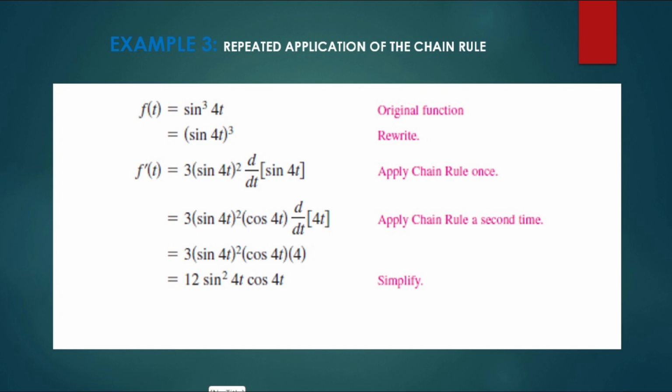So apply the chain rule for a second time. We have 3 times sine 4t squared times cosine 4t times the derivative of 4t, which is equal to 3 times sine 4t squared times cosine 4t times 4. By simplifying, we get 12 sine squared 4t cosine 4t.